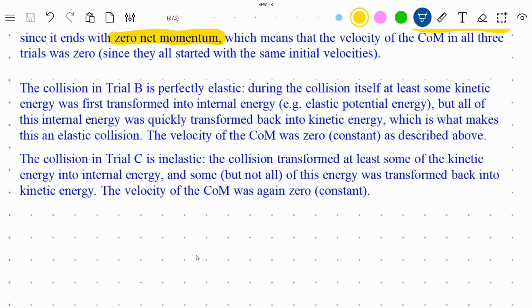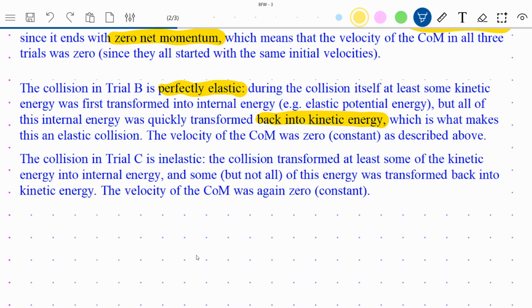The collision in trial B is perfectly elastic. During the collision itself, at least some kinetic energy was first transformed into internal energy, which probably would be a form that you might want to call elastic potential energy, especially if you're thinking of something like a spring mechanism in these carts. But all of this internal energy was quickly transformed back into kinetic energy, which is what makes this an elastic collision. So for the record, elastic collisions don't retain a, quote, constant kinetic energy.